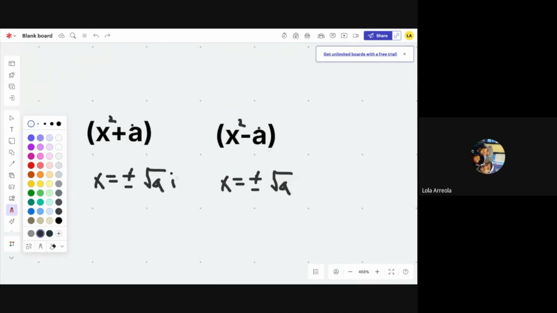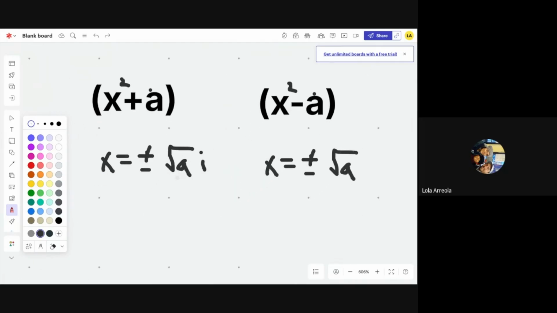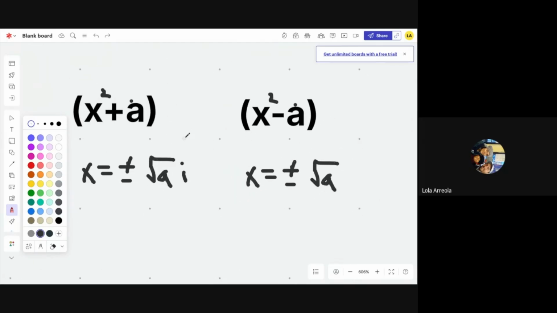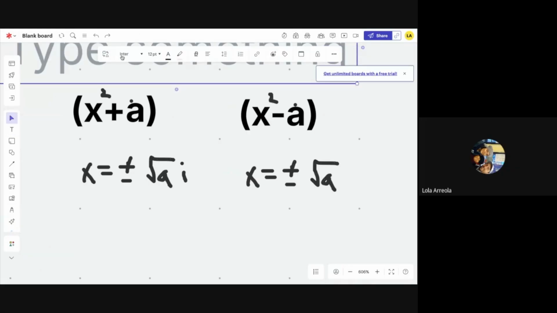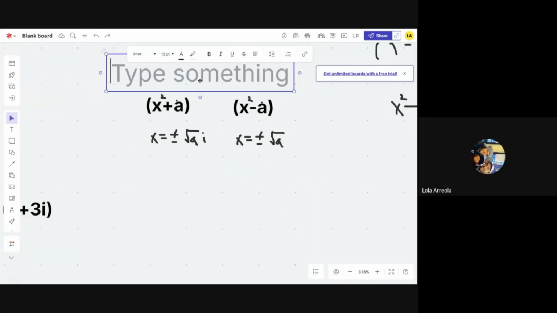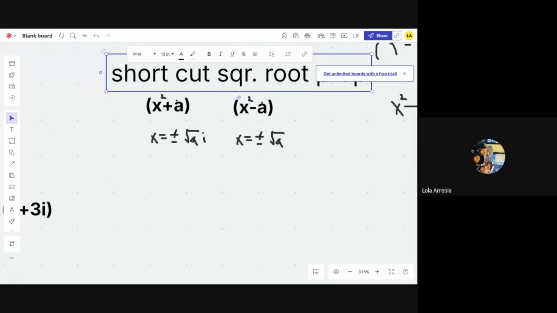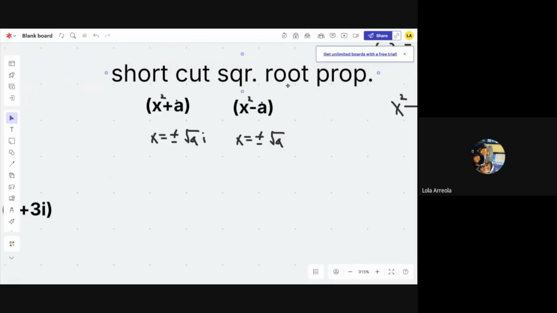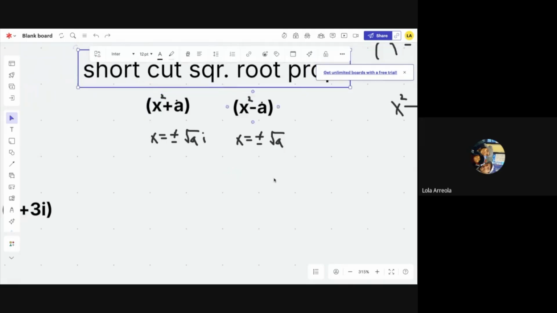And to prove this to you, I gave you these two little mini formulas that are basically shortcuts to the square root property. So I'm going to write that. Let's see where I have space. Shortcut, square root property. Okay, so this is a nice little shortcut that we can go off of.